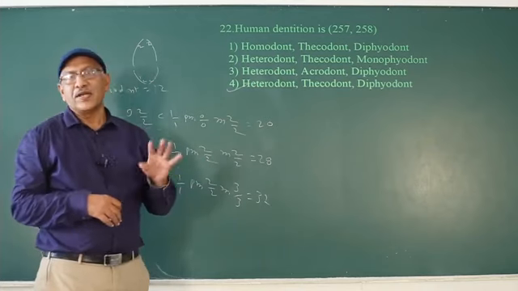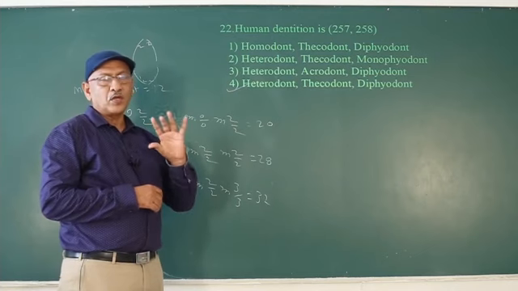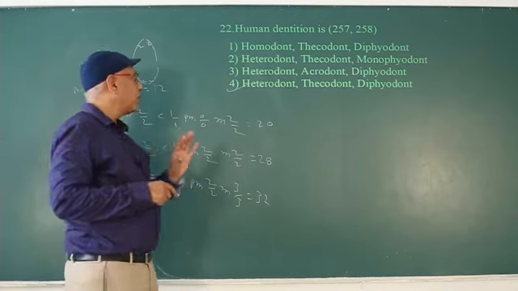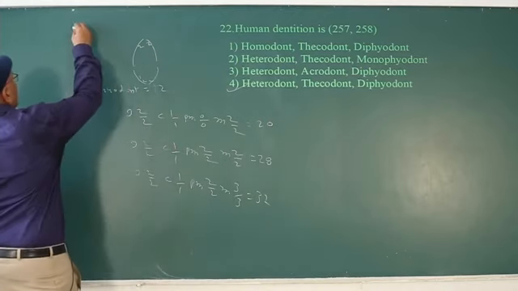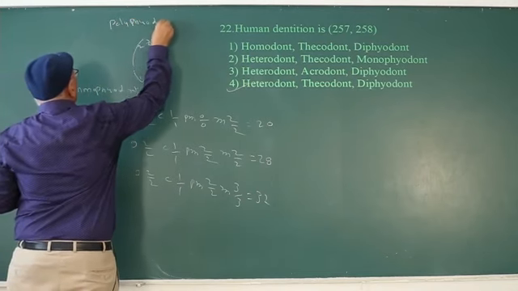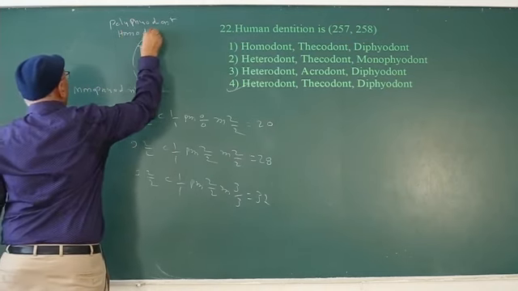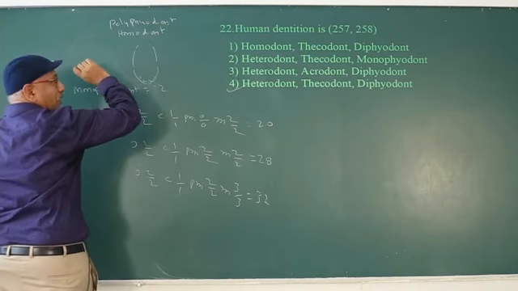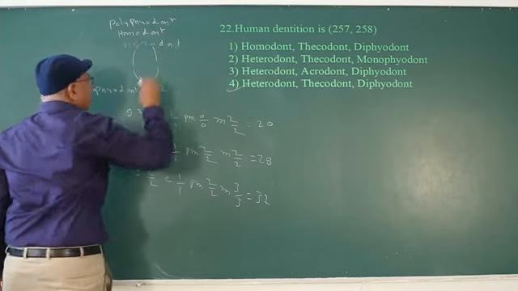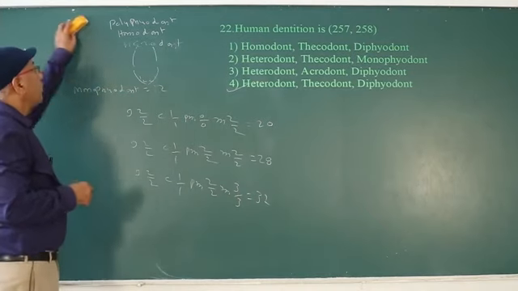So you should know, in Pisces, Amphibia, Reptilia, monophyodont, acrodont, homodont, polyphyodont type of dentition is seen. Polyphyodont teeth are formed several times. Homodont, all teeth are alike. Acrodont, teeth are directly attached to the jawbone. Acrodont. So now we discuss the next question.